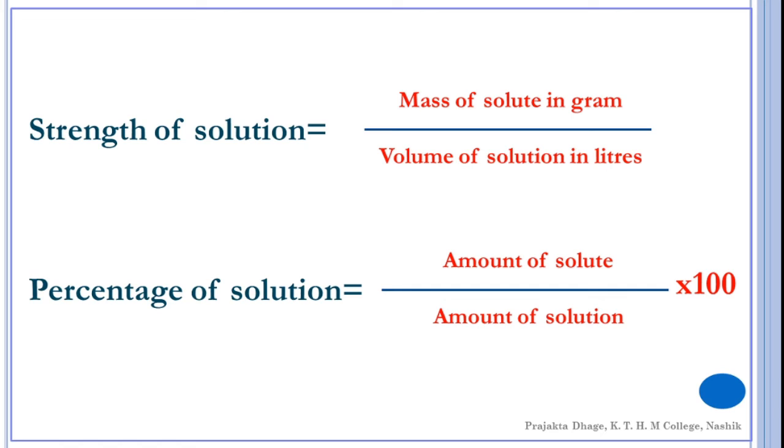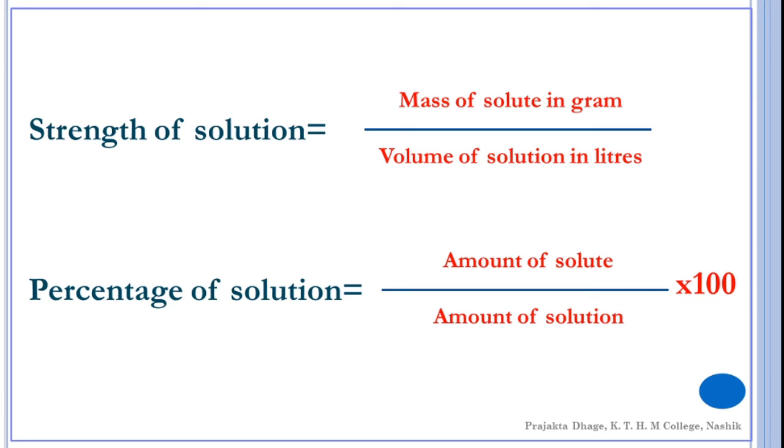In mass percentage, we are counting in grams of sugar, grams of salt, whereas in case of volume, it is going to be ml of ethanol in whatever ml of water or whatever ml of solvent is there. So this is about the percentage of solution.